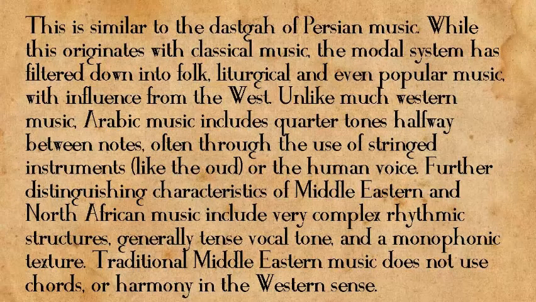While this originates with classical music, the modal system has filtered down into folk, liturgical, and even popular music. With influence from the West, unlike much Western music, Arabic music includes quarter tones halfway between notes, often through the use of string instruments like the oud or the human voice. Further distinguishing characteristics of Middle Eastern and North African music include very complex rhythmic structures, generally tense vocal tone, and a monophonic texture. Traditional Middle Eastern music does not use chords or harmony in the Western sense.